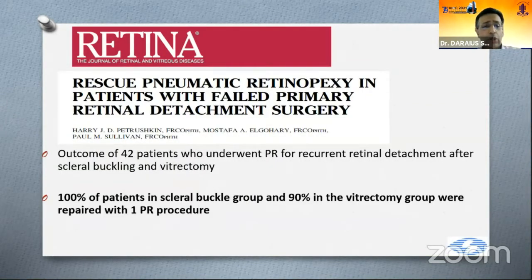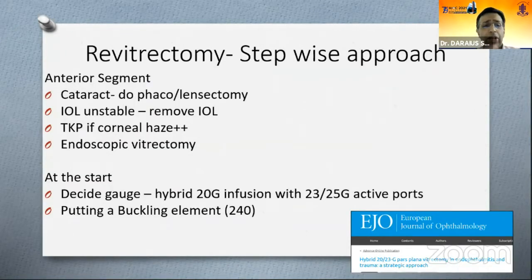Rescue pneumatic retinopexy also has an important role in this study. 100% of the buckle group and 90% of the vitrectomy group got repaired with pneumoretinopexy. But the main thrust of our talk today is revitrectomy. So let us concentrate on this and see how to do this in a stepwise approach.